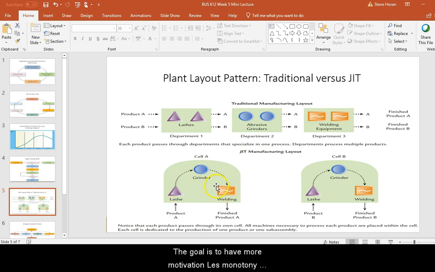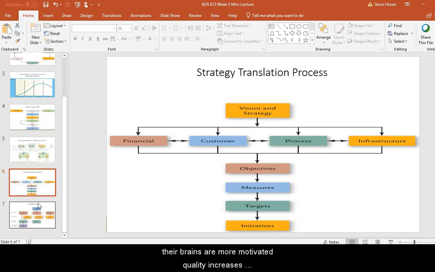But the goal is to have more motivation, less monotony, more efficiency, cross-training, things like that. So our employees are more valuable. They have more knowledge in their brains. They're more motivated. Quality increases, things like that. So that's kind of the new future. And of course, cost accounting has to match that also. And then chapter 13 talks a lot about strategy.